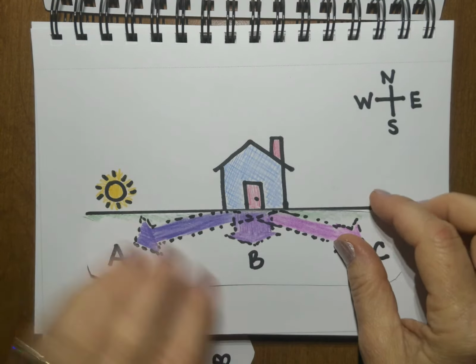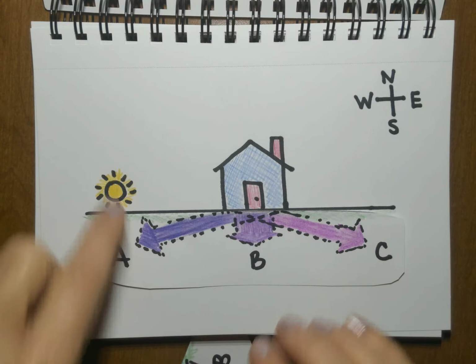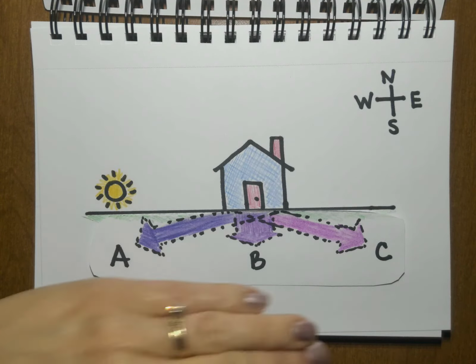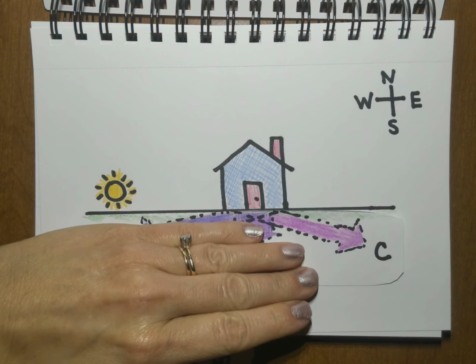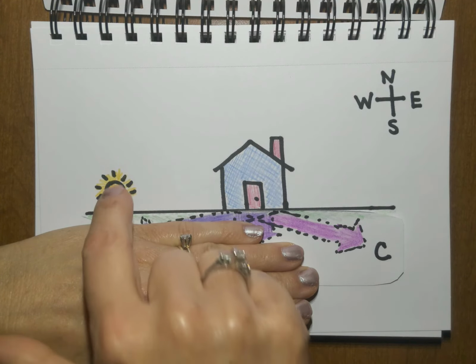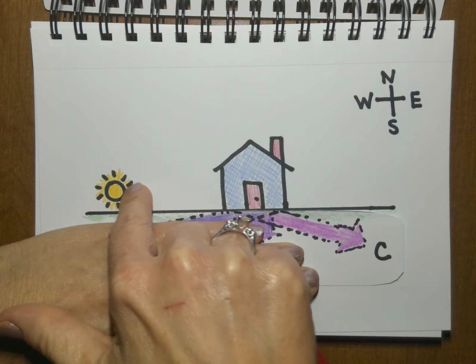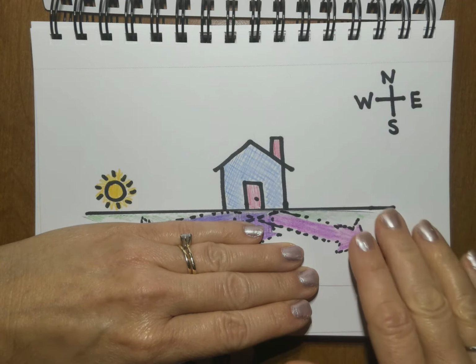So look at our choices again. If the sun is here, which shadow would be correct? If you chose C, you chose correctly. The sun is low, so the shadow is long. The sun's in the west, so the shadow's in the east.